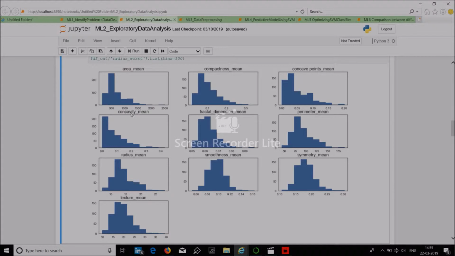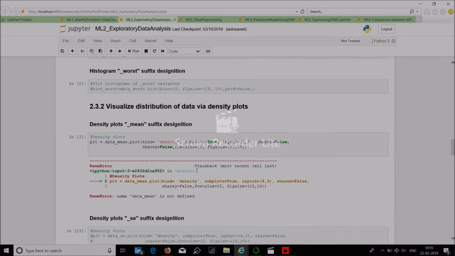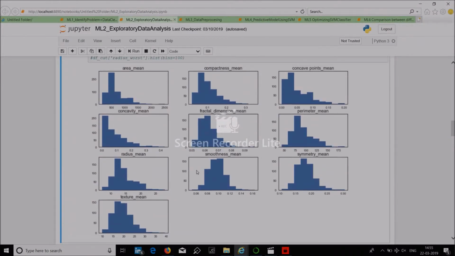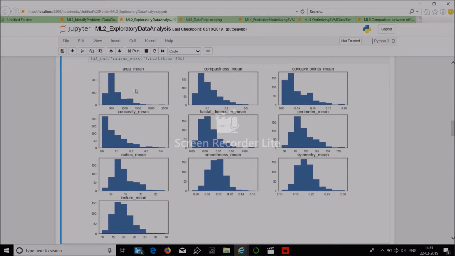After visualizing and analyzing, we can see that perhaps the attributes perimeter, radius, area, concavity, or compactness may have an exponential distribution. We can also see that perhaps the texture, smoothness, and symmetry attributes may have a Gaussian or nearly Gaussian distribution. This is interesting because many machine learning techniques assume a Gaussian univariate distribution on the input variables.